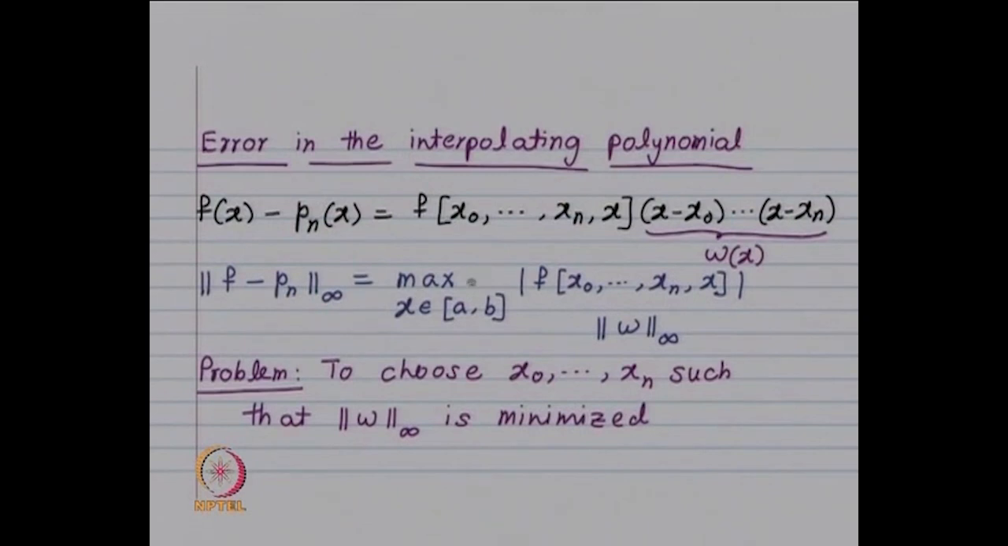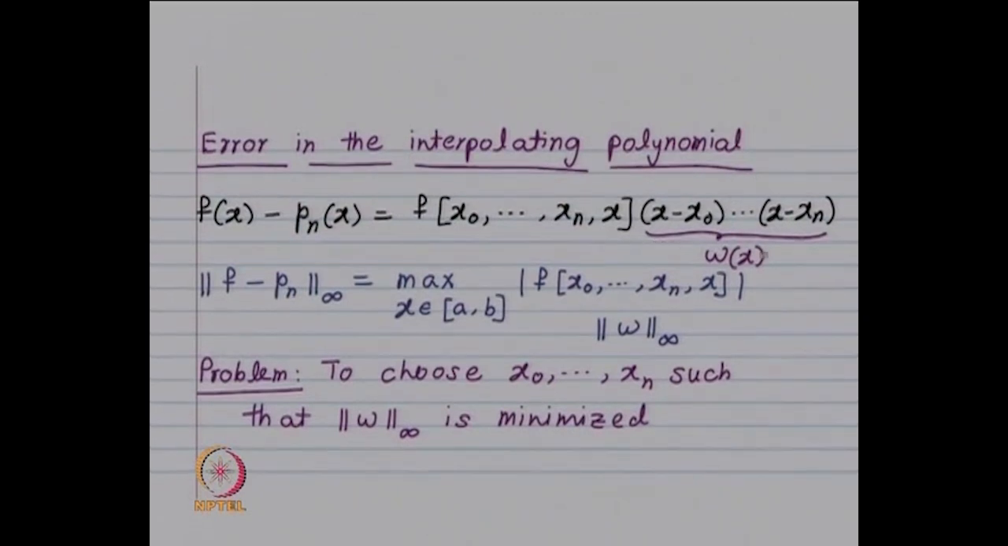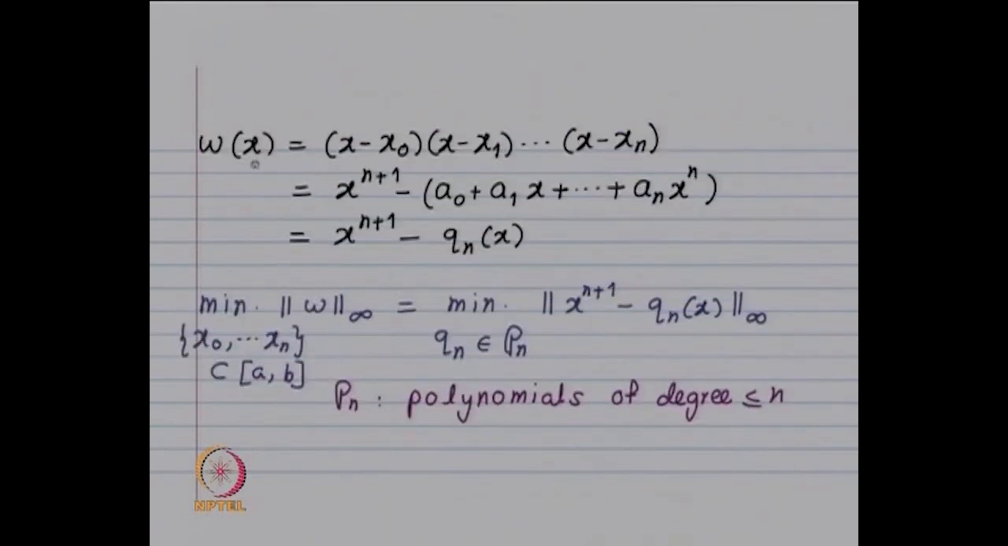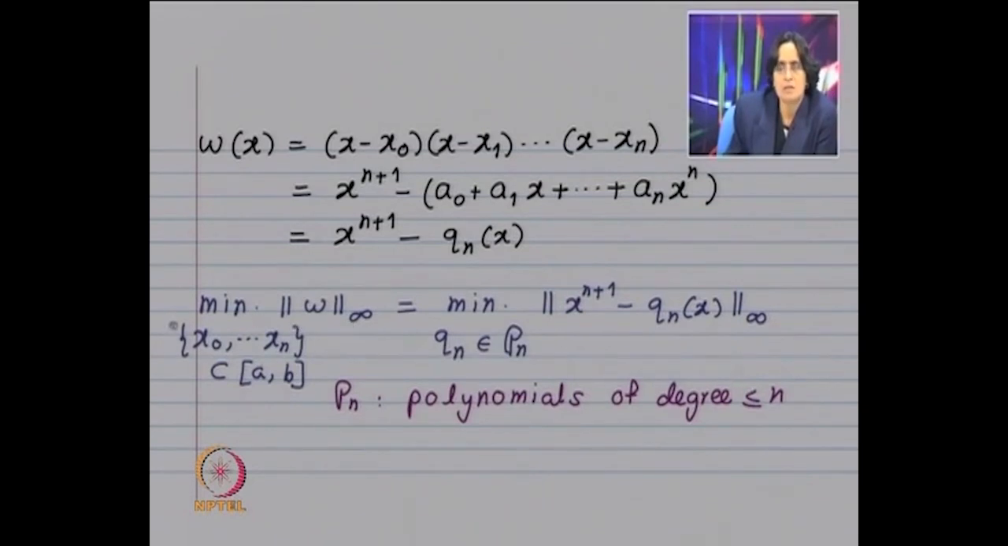This is the error. We are trying to minimize this w x, its infinity norm, so to choose x 0, x 1, x n such that norm w infinity is minimized. This w x is of the form x raised to n plus 1 minus a polynomial of degree less than or equal to n, that is x raised to n plus 1 minus q n x. So, the minimization of norm w infinity, with the minimum taken over x 0, x 1, x n varying over the interval a b, is the same as finding the best approximation to x raised to n plus 1 from the space of polynomials of degree less than or equal to n.